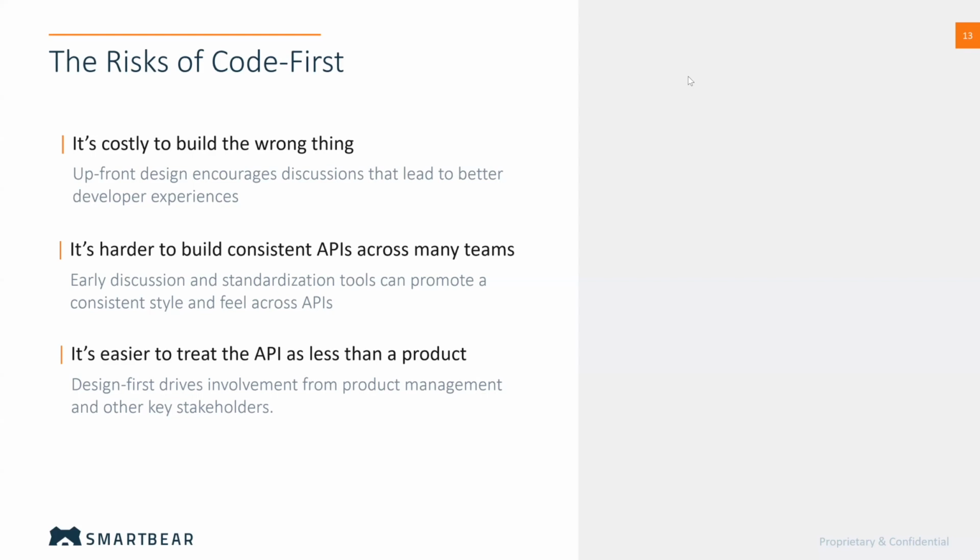Obviously then the further along with the development you go, and if you're in code first, you're starting straight away with the development, then it's going to be more costly to fix that bug, right? So if you're going to need someone to actually go through the code and refactor, make changes, that kind of thing. So the second risk there, it's harder to build consistent APIs across many teams. Early discussion and standardization tools can promote a consistent style and feel across APIs. So what do we mean by that?